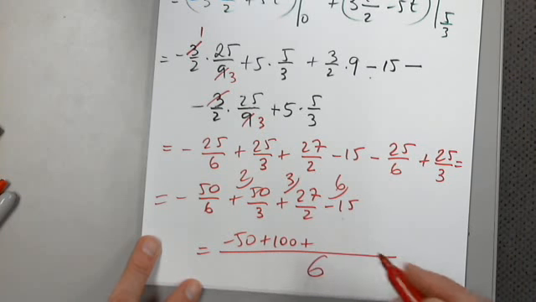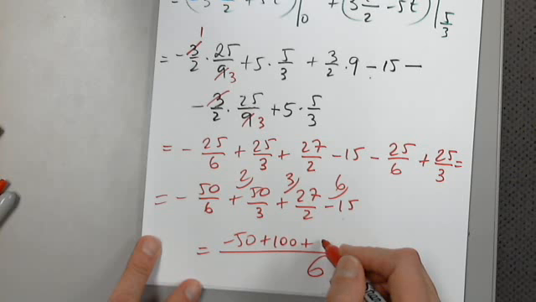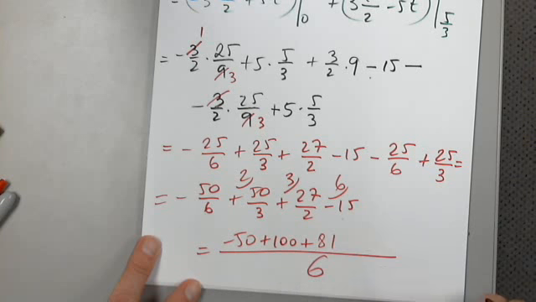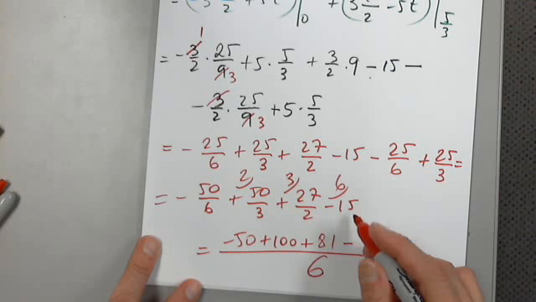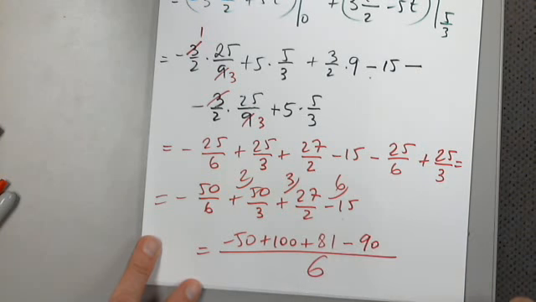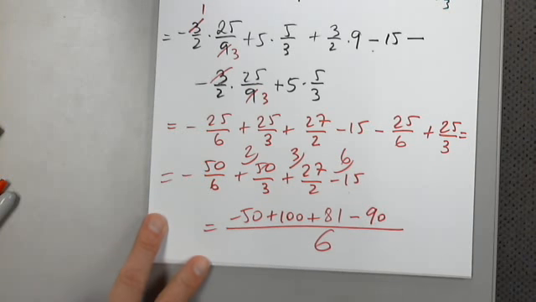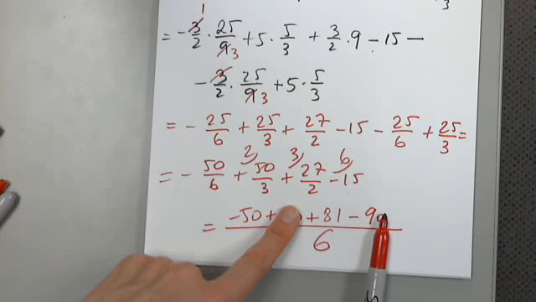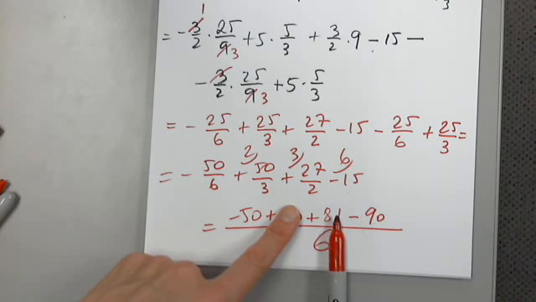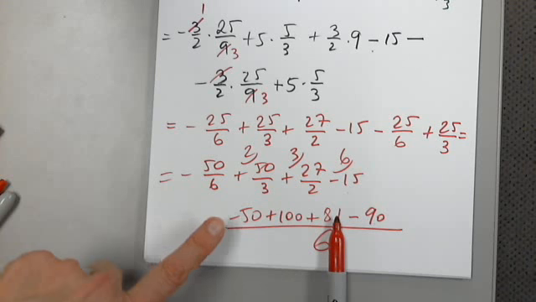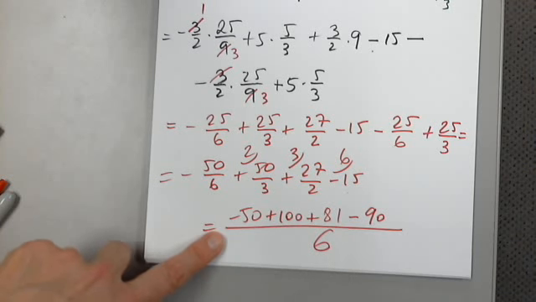Plus 100, plus, is this 81? And this one is this 90? Okay. So this will be 10. This will be 91. And minus 50 is 41.